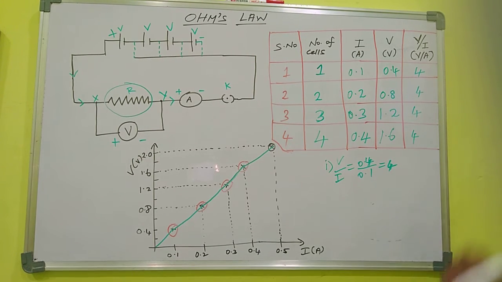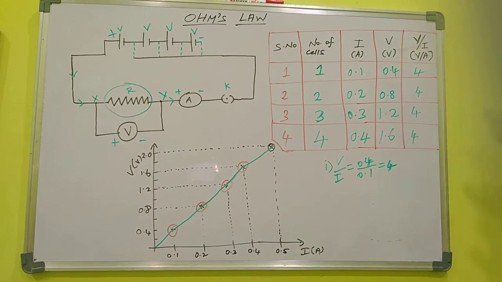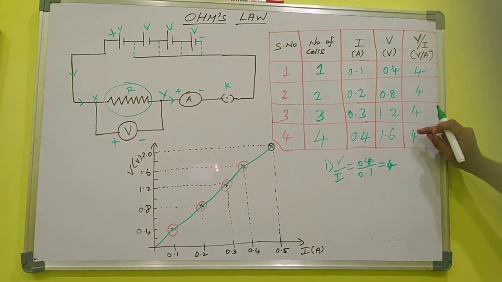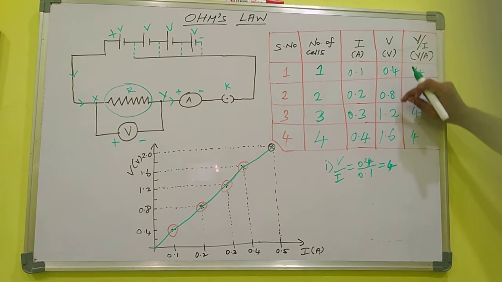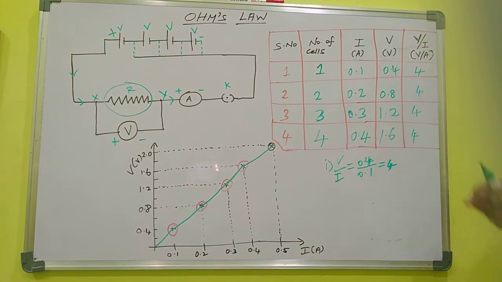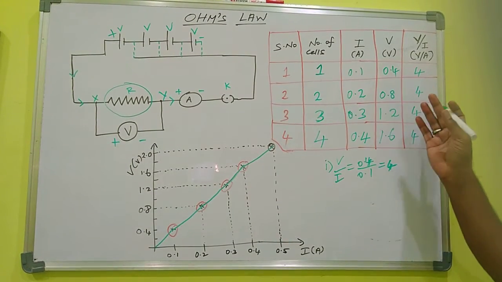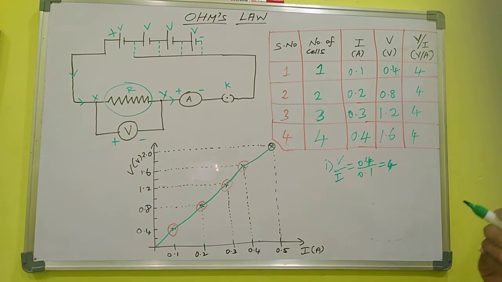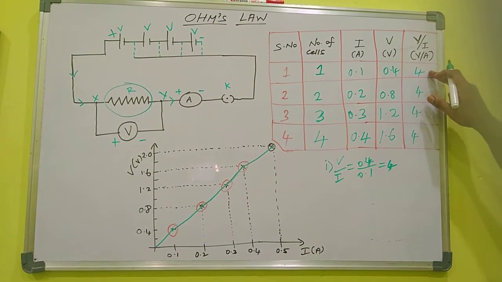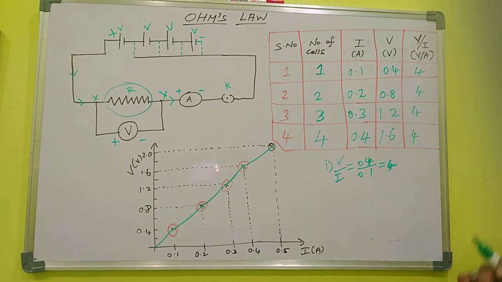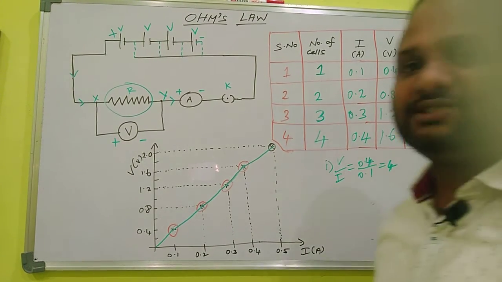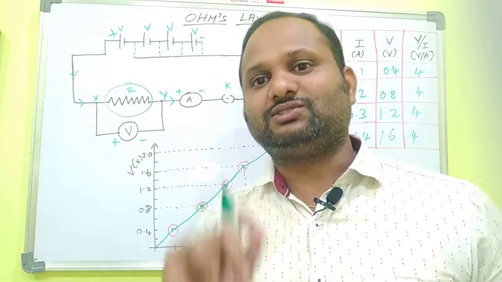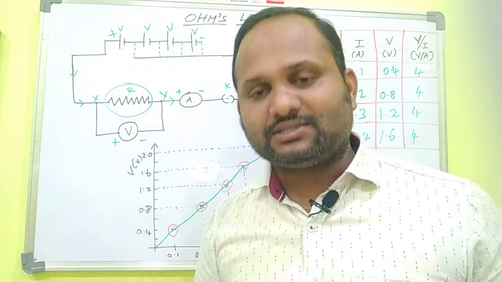1.6 by 0.4 is 4. So the ratio V by I is constant, because when we increase the potential difference, the current also gradually increases. Both increase simultaneously with respect to one another. So the V by I ratio will be a constant. What is the value of V by I? It is nothing but the resistance of the conductor.